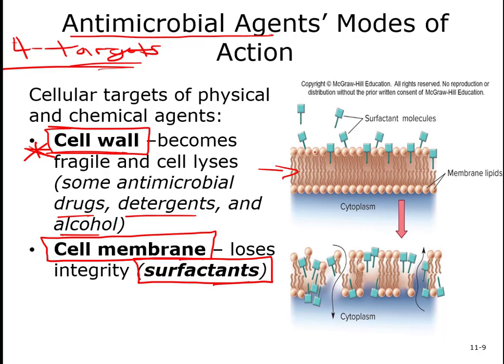Here's the cell membrane. You can see the phospholipid bilayer. These little green things are the surfactant molecules. The surfactants basically insert themselves into the membrane, destroying its structure. Now you can see the membrane has all these openings that can allow molecules in and out of the cell, and the cell will eventually no longer be able to survive.